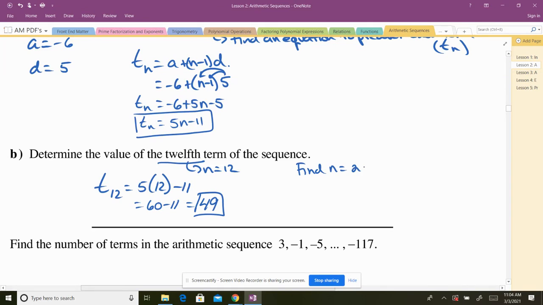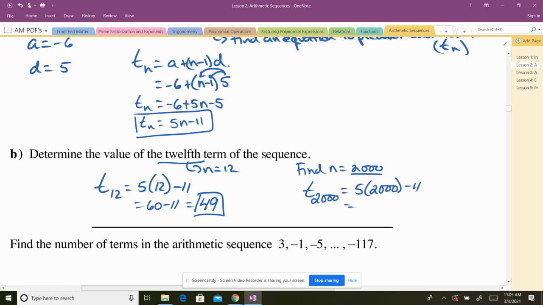n is equal to 2000, i.e. the 2000th term, you're not going to add 5 2,000 times. Okay, well, I guess you could, but the odds of you making a mistake are quite high. But if you know n is 2000, you just plug it into this. So t 2000 will be 5 times 2000 minus 11.